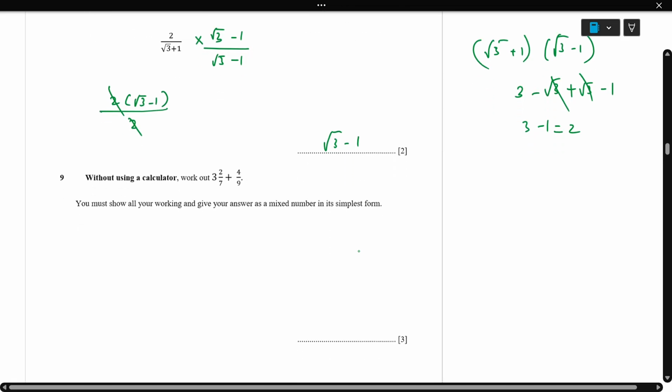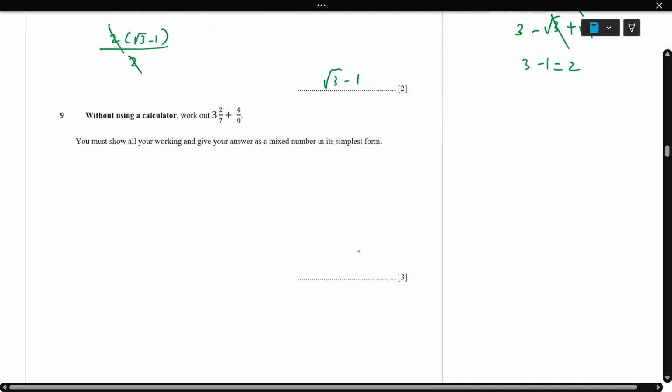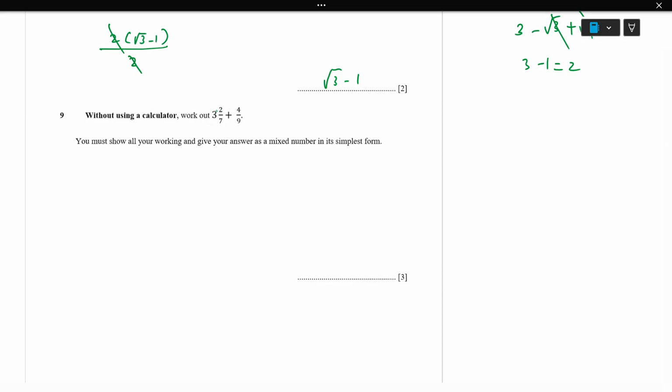Next one, without using a calculator, work out this value. First, these are mixed fractions, so you need to change them into improper fractions. 7 times 3 is 21, 21 plus 2 is 23. So 23 over 7 plus 4 over 9. Make a single fraction: we need to take the LCM, make the same denominator. So we have to multiply by 9 here and by 7 here, multiplying numerator and denominator.